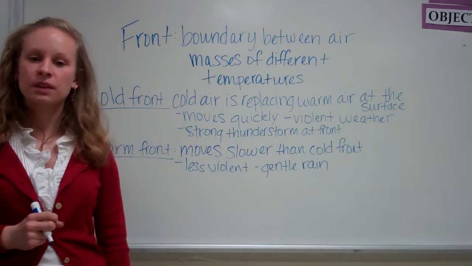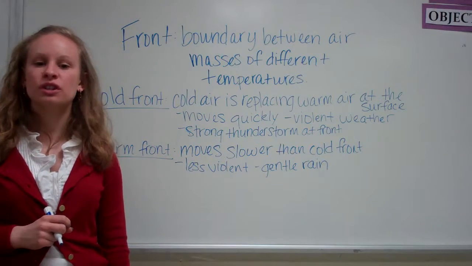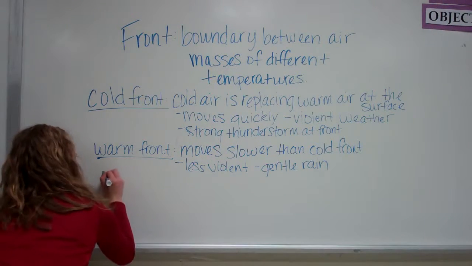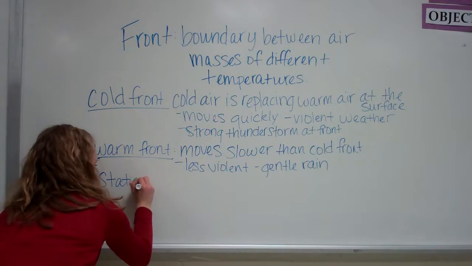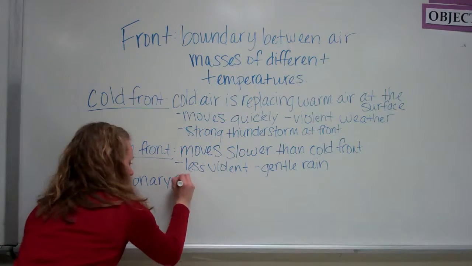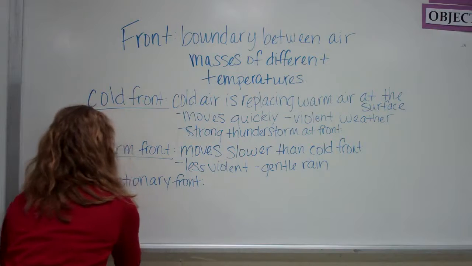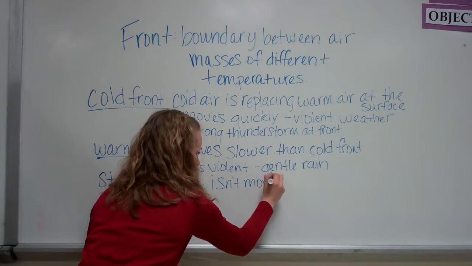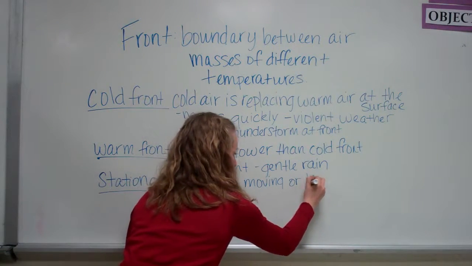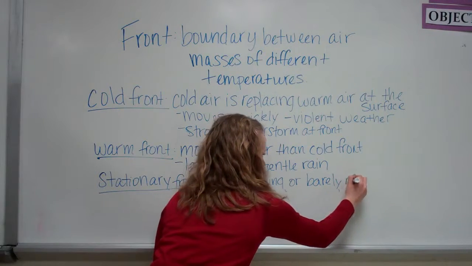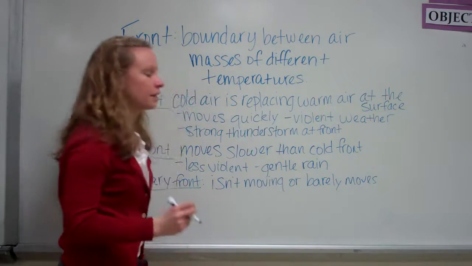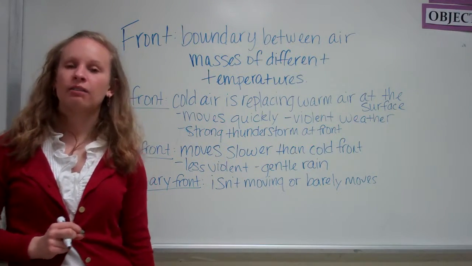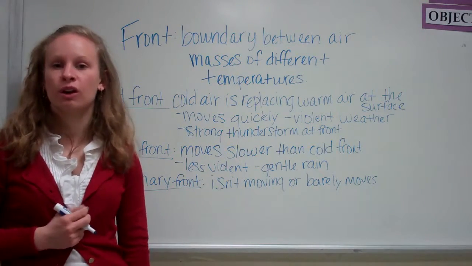The third front that we have is something called a stationary front. And when we have a stationary front, we have a front that isn't moving or it barely moves. So our front is barely moving. And so we're going to have a variety of weather at this front, but we're usually going to have clouds and kind of drawn out or prolonged precipitation.